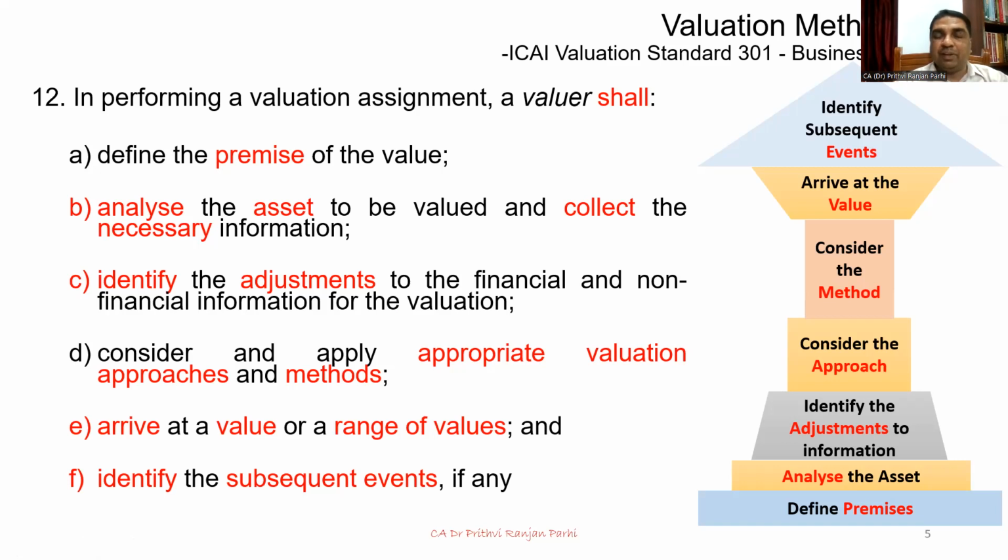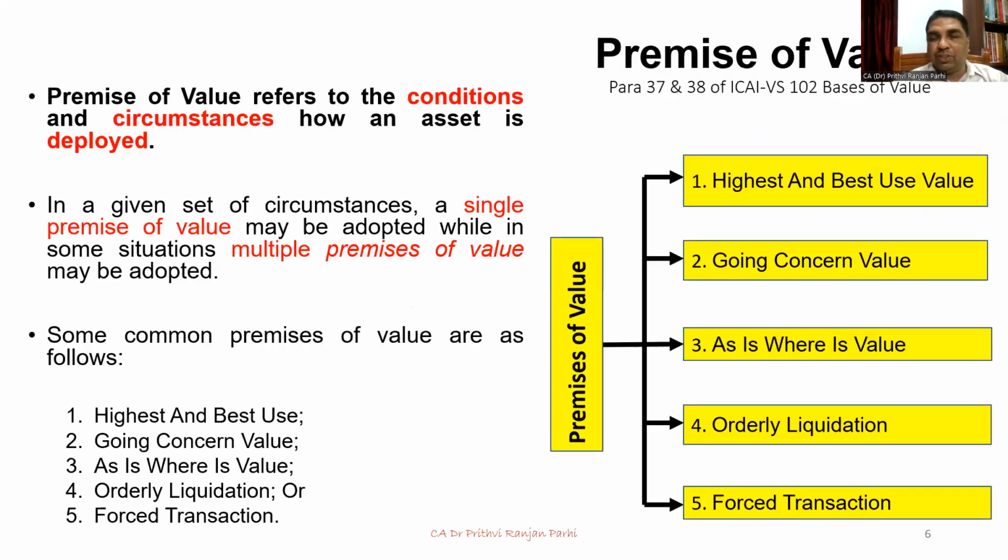What are these valuation premises? Very shortly, I'll be explaining to you. But right now, just to give you an idea, you can see that valuation standard 102 talks about premises of value. Here you can see there are 5 types of premises of value: highest and best use value, going concern value, as is where is value, orderly liquidation value, forced transaction value. These are the 5 types of premises of value.